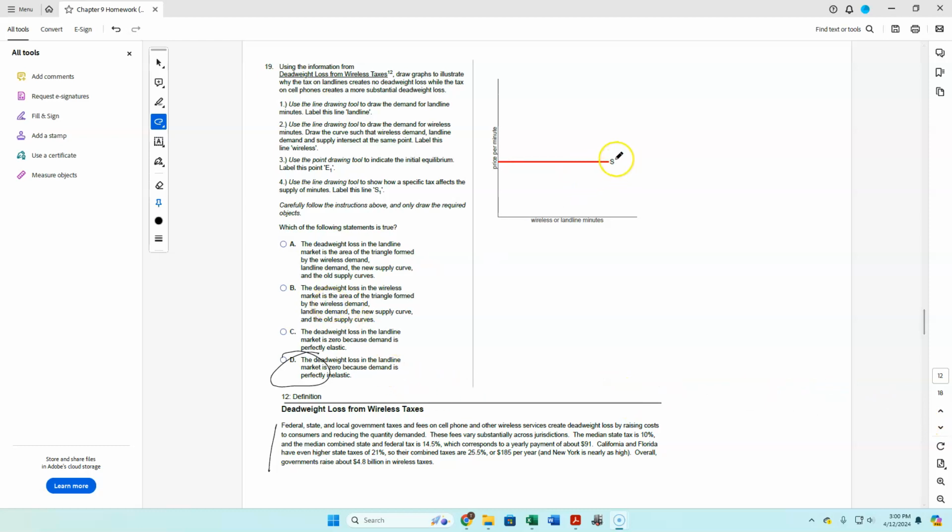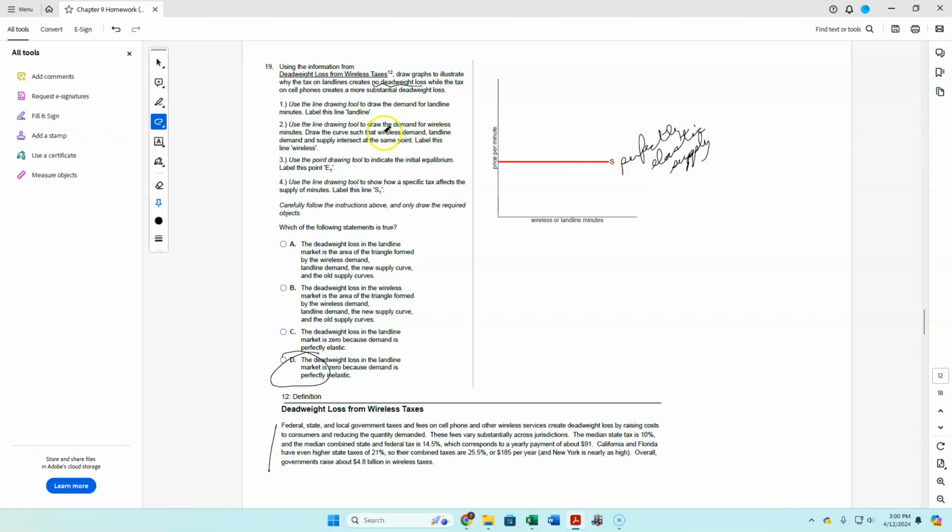Just to go back to this, okay, so we had a perfectly elastic supply curve, and we knew that because it was horizontal. If we wanted there to be no deadweight loss, that'd be the only way you could create it, with a perfectly elastic supply curve.